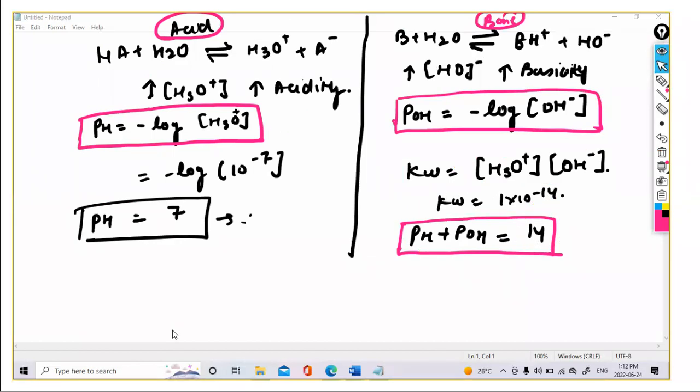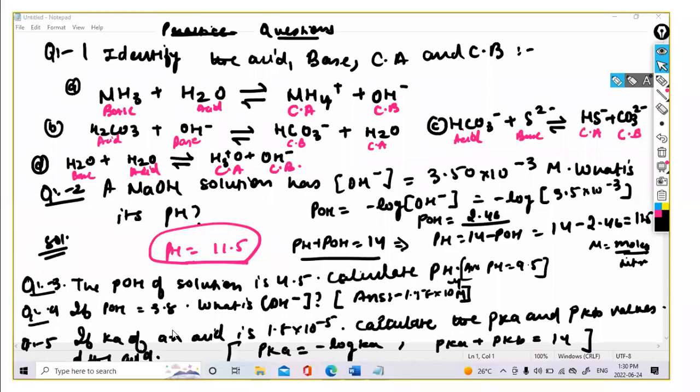Let's go ahead and do some practice problems here. These are a couple of questions. So the first question is to identify the acid, base, conjugate acid and conjugate base. Like I was doing earlier, writing acid and base, and then writing conjugate acid and conjugate base. So you could be asked this type of question on the exam. For example, NH3 plus water is giving you NH4 positive and OH negative. I've already written the answers, but let me strike them out so that you can practice those.